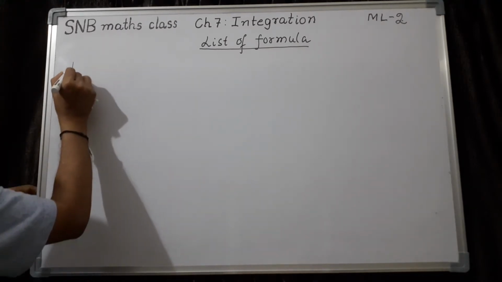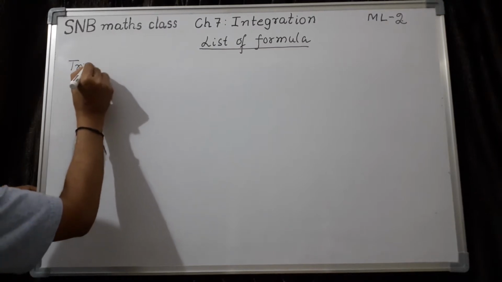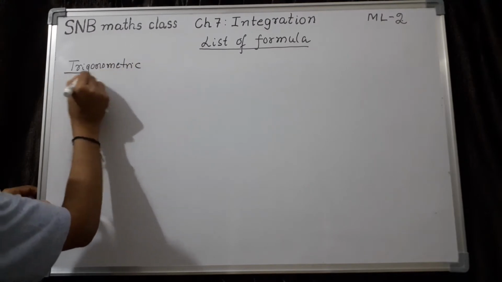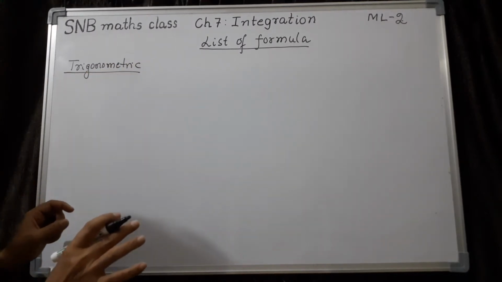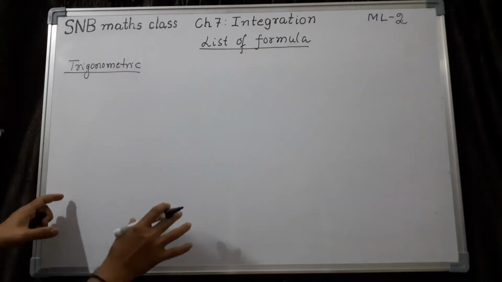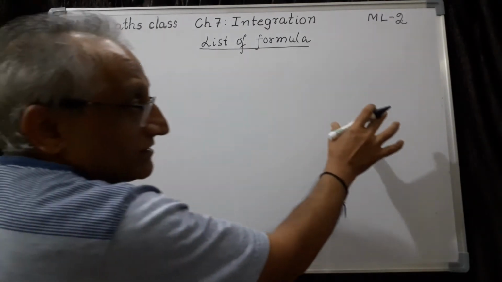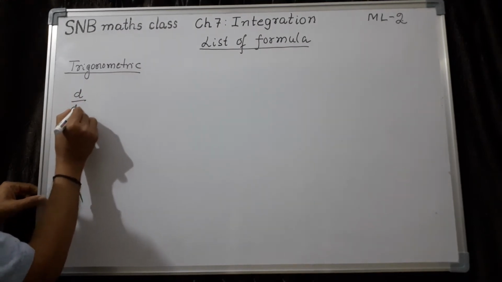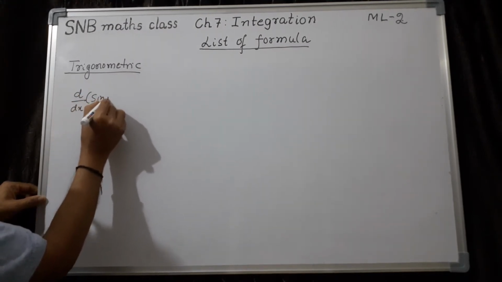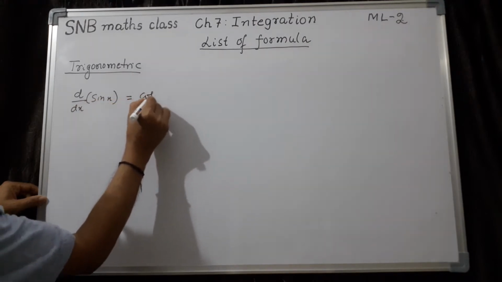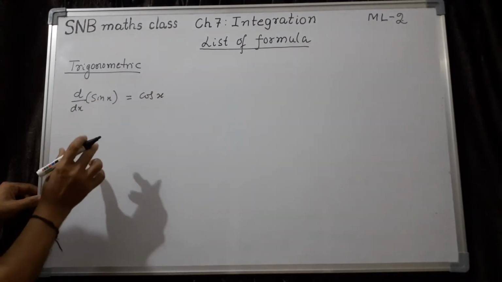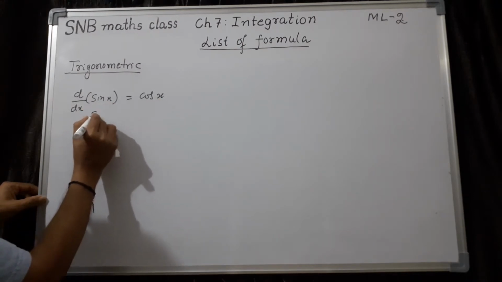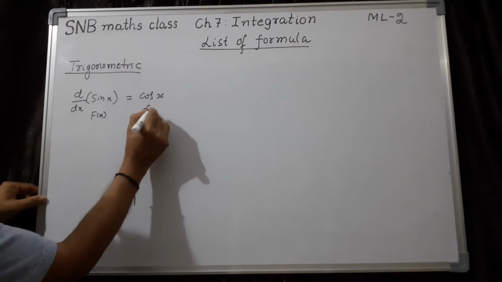First, let us take trigonometric formula integration. For this also, in the beginning, what you have to do is derive the formula with the help of differentiation. Then you have to remember the list. So the first one is d by dx of sin x. So this is cos x. We know this. So by definition, this is capital F of x, this is small f of x. This is what you have to remember.